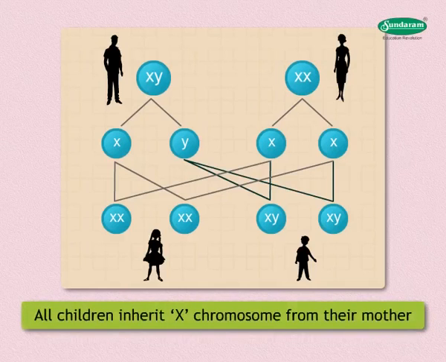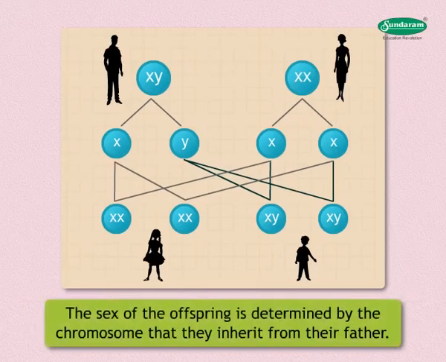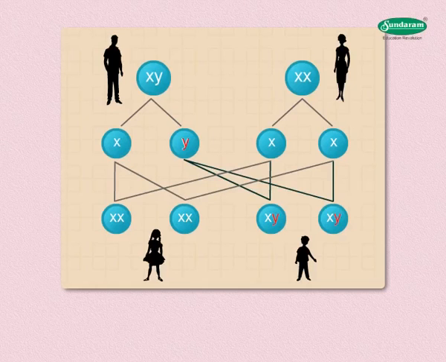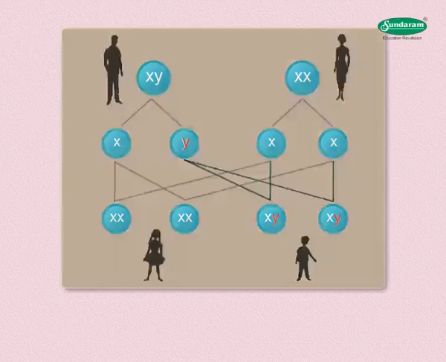All children inherit X chromosome from their mother. Thus, the sex of the offspring is determined by the chromosome that they inherit from their father. If it is X, then the offspring will be a daughter, and if Y, then it will be a son.